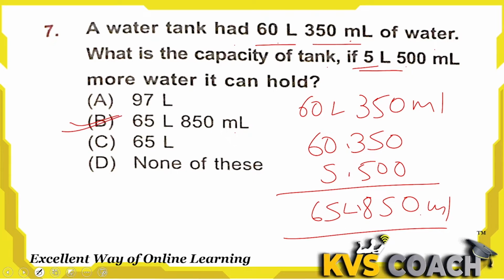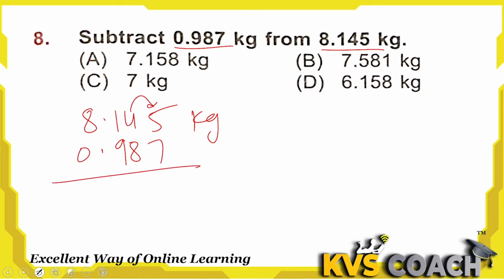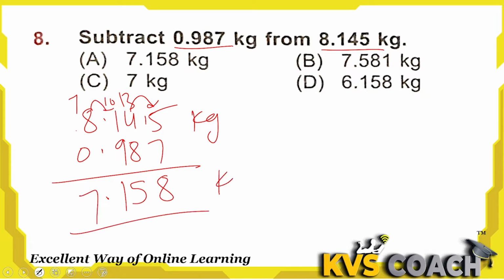Next part is, subtract 0.987 kg from this kg. 8.145 kg minus 0.987. So let's check. Here carrying 1, 8. Here 3, 13 minus 8, 5. Here it is 10. Now 10 9 minus 9, 1. And it is also carrying from here. So it is 7 now. 7.158 kg is the right answer here. So A is the right answer.